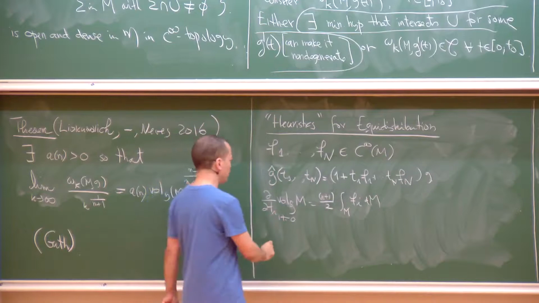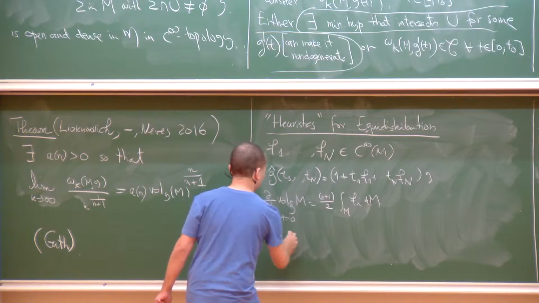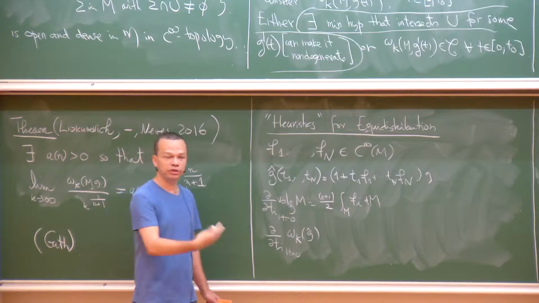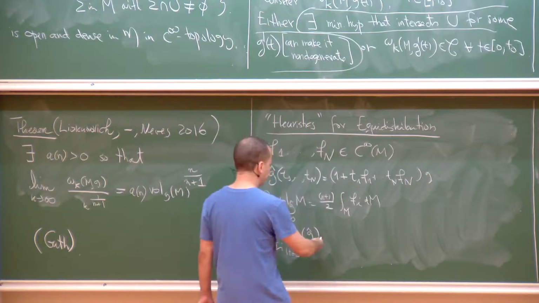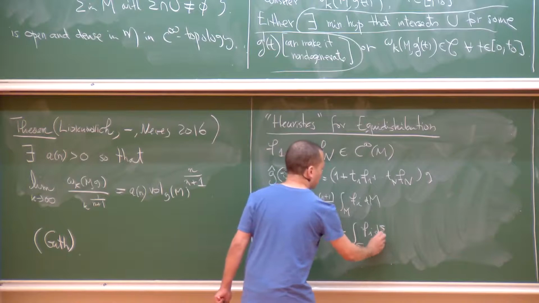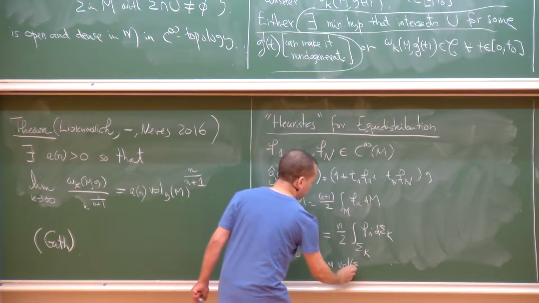But I can also differentiate the k-width of ĝ with respect to t_i. And the idea is that the k-width is the area of a minimal surface. So you're differentiating the area of a minimal surface. Say this minimal surface is Σ_k. In that case, one can calculate this would be n/2 times the integral of the function f_i over Σ_k, where Σ_k is the minimal surface whose volume is ω_k.